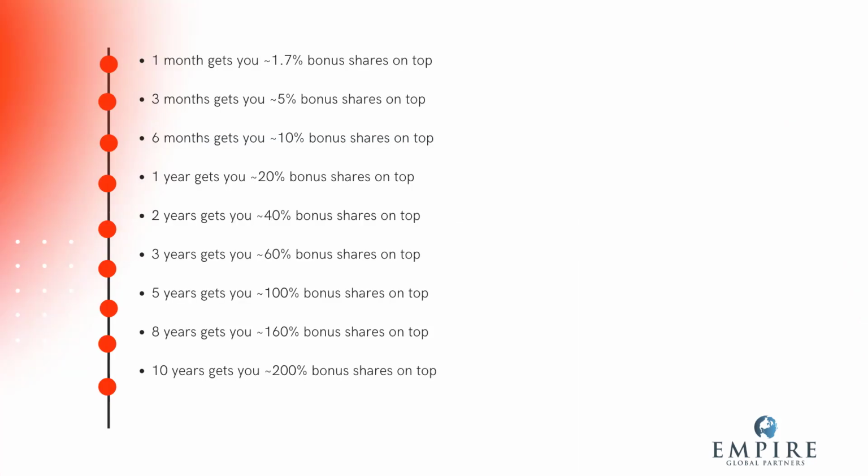1 month gets you 1.7% bonus shares on top. 3 months gets you 5% bonus shares on top. 6 months gets you 10% bonus shares on top. 1 year gets you 20% bonus shares on top. 2 years gets you 40% bonus shares on top. 3 years gets you 60% bonus shares on top. 5 years gets you 100% bonus shares on top. 8 years gets you 160% bonus shares on top. And 10 years gets you 200% bonus shares on top. The longer pays better bonus maxes out at 10 years.